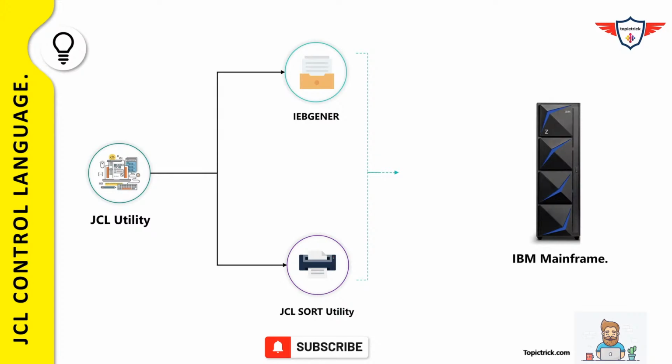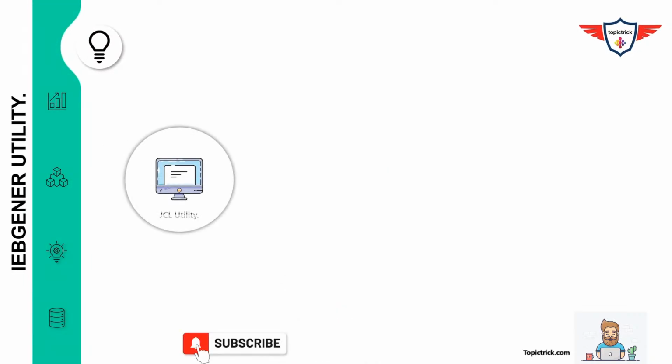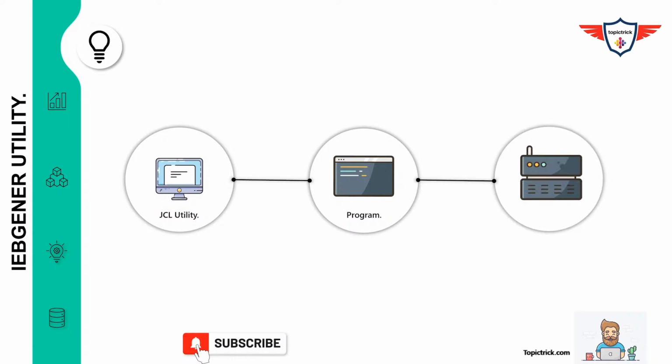So before I start with the IEBGENER utility, let's try to understand what a JCL utility is, or what you understand by the term utility. In layman's terms, mainframe utility programs, or just utilities, are programs that can be used for common data processing functions like copying or printing a dataset. These utilities are supplied with IBM z/OS and they are widely used in batch jobs.